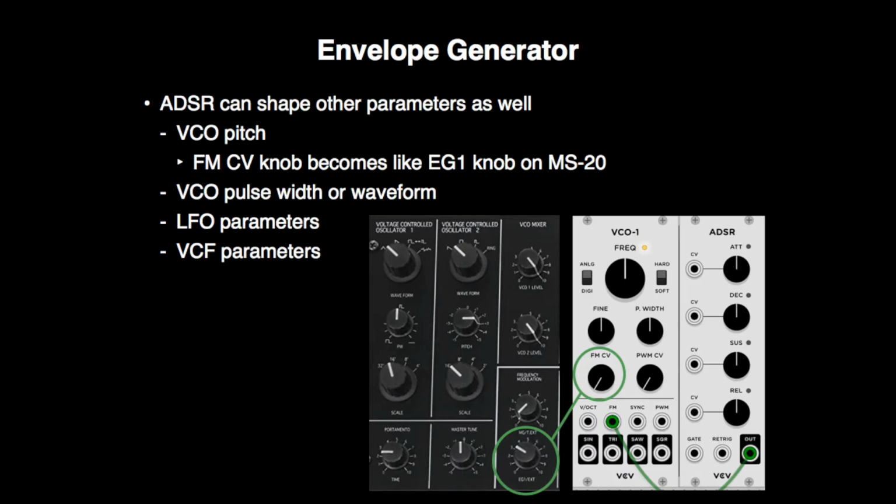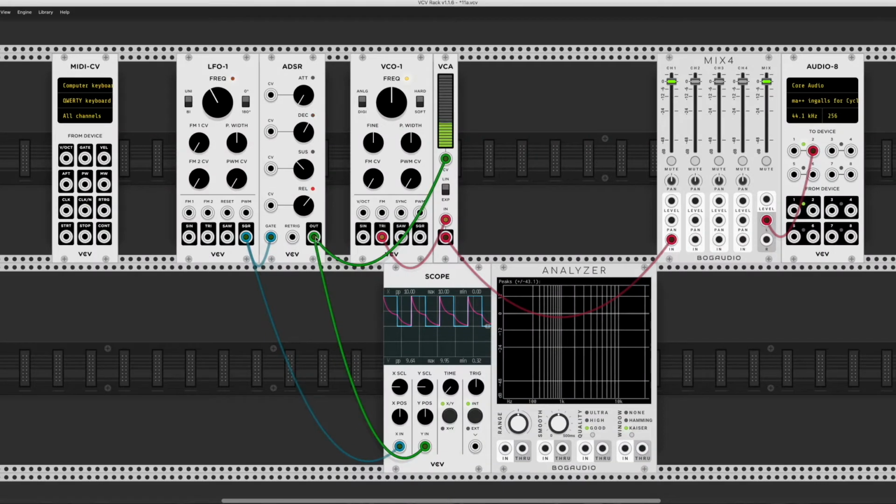So our VCA and our envelope generator, we can also use them to scale other parameters too. So right now we're scaling volume, but we could of course, just like on the MS-20s, use this to scale the pitch of an oscillator. So I can take the output of my envelope generator here and send that to the FM input on this VCO. And then as I bring this knob up, this envelope is going to be mapped onto our volume through this VCA, but also to our pitch.